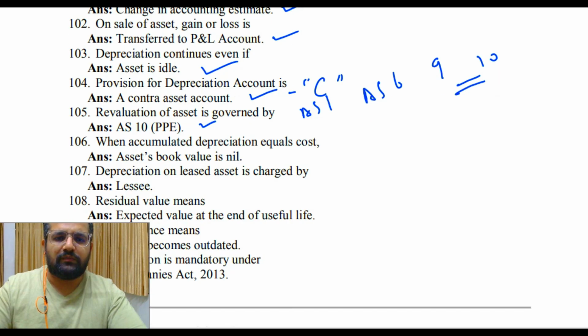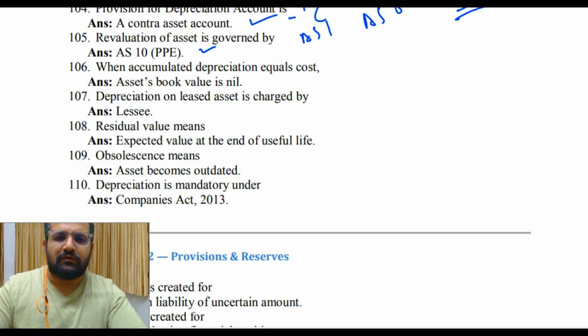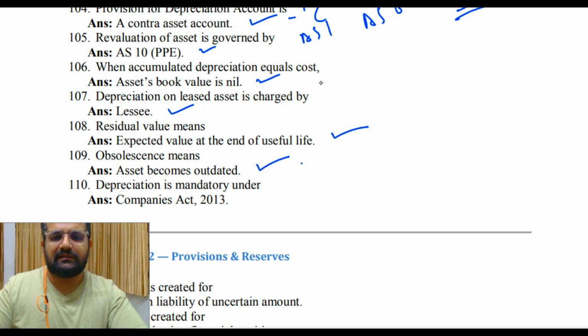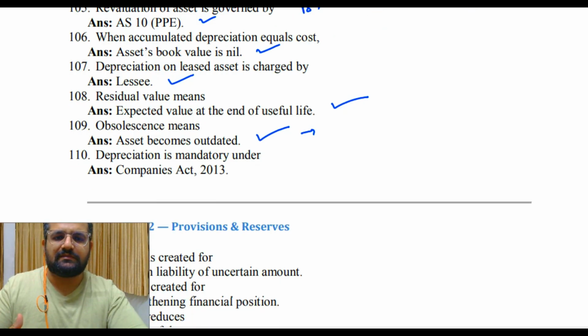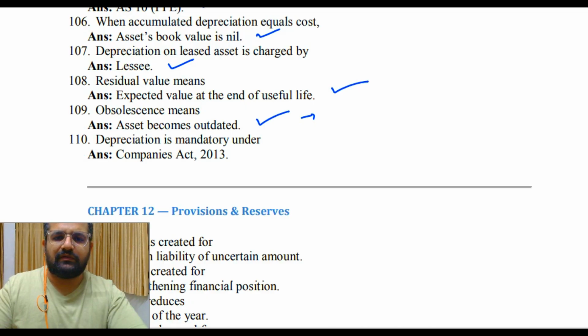Then when accumulated depreciation equals cost, asset's book value is nil. Depreciation on leased asset is charged by lessee. Then residual value means expected value at the end of useful life. Obsolescence means asset becomes outdated. हमने बात की थी टेक्नोलॉजी की, I2, I3, I4, I5 एंड सो ऑन. ठीक है, तो ओल्ड टेक्नोलॉजी जो होती है वो धीरे धीरे रिलेवेंट होने लगती है. दैट इज योर ऑब्सोलेंस. हमने डिप्रिसिएशन में बात की थी, हम बात कर रहे थे वेयर एंड टेयर एंड अदर थिंग्स. देन डिप्रिसिएशन इज मैंडेटरी अंडर कंपनीज एक्ट 2013.